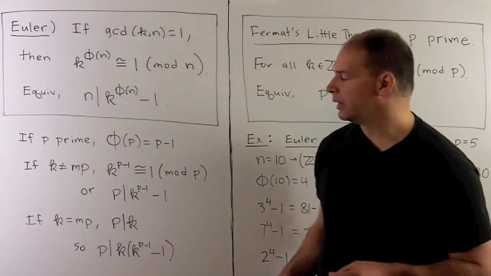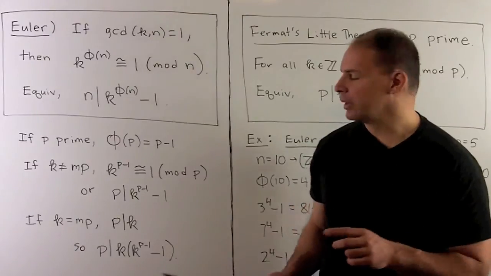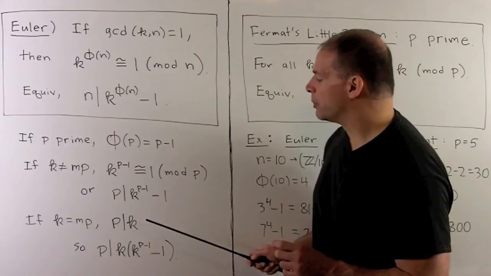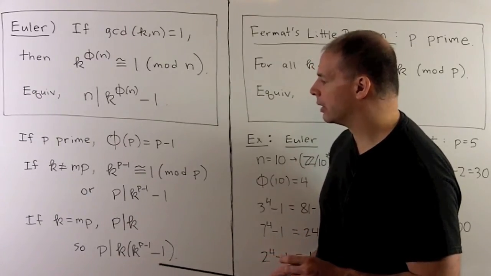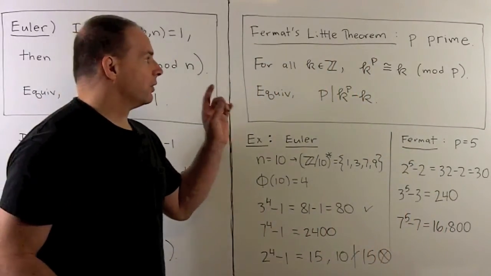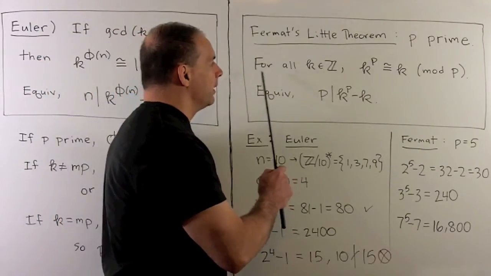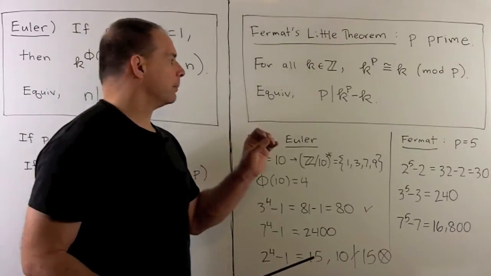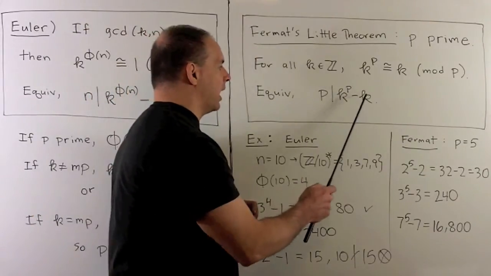In the other case, if k is a multiple of p, then p divides k. p will also divide k times any other integer. So let's multiply k by k to the p minus 1 minus 1. This gives our main result, Fermat's little theorem. If p is a prime, then for all k in the integers, k to the p is congruent to k mod p. Equivalently, p divides k to the p minus k.